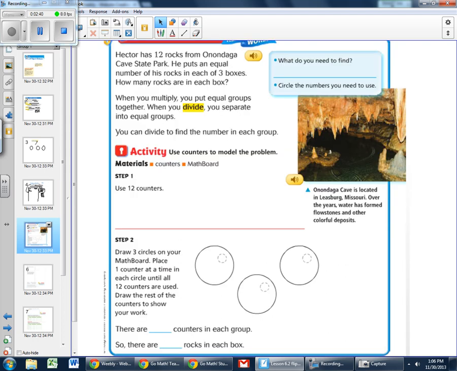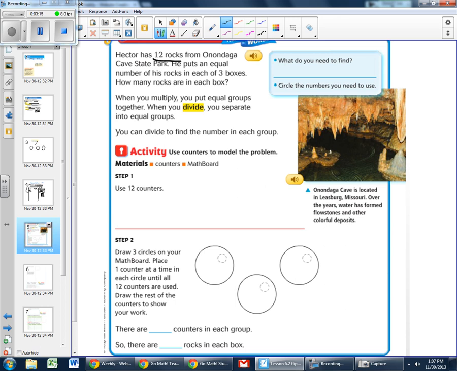Jumping into our lesson, you should be on page 213 and looking at our problem solving again. Remember, when we read through a problem solving story, we underline our important facts and we circle either those or we circle the questions they're asking us, whichever helps you keep track of what you're looking for easier. So Hector has 12 rocks from Onondaga Cave State Park. He puts an equal number of his rocks in each of 3 boxes. How many rocks are in each box?